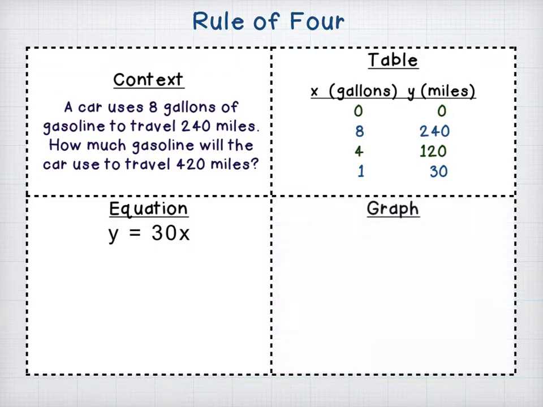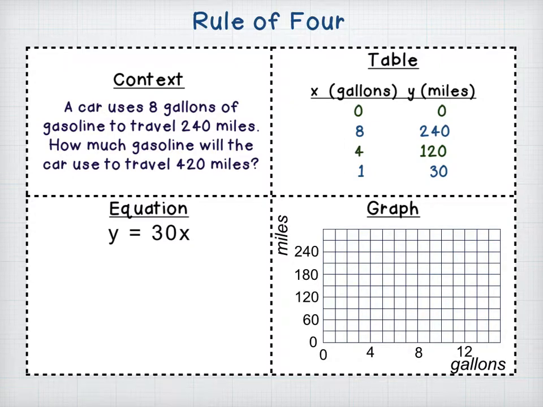Now to graph that, this is going to be a linear function, right, with a slope of 30 that goes through the origin. I can also, using gallons on my x-axis or my independent variable and miles as my dependent variable, graph the ordered pairs that are there and connect with a straight line.